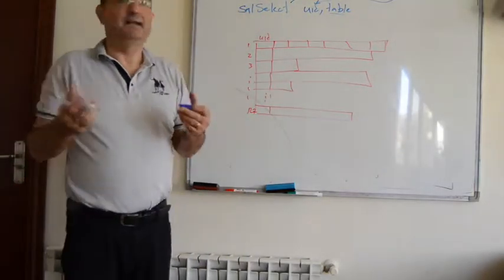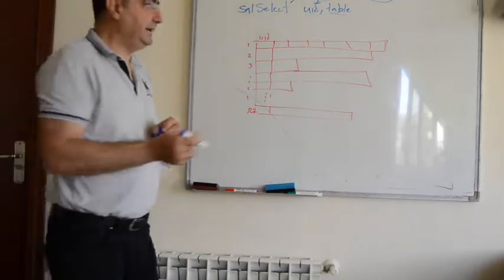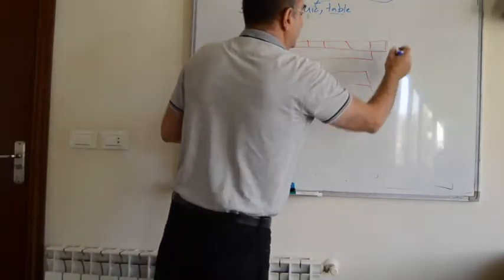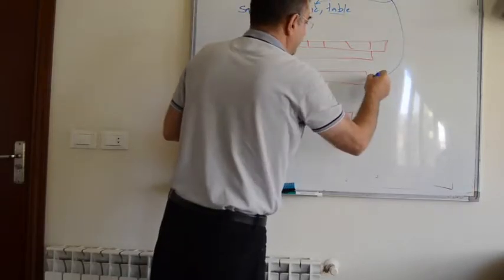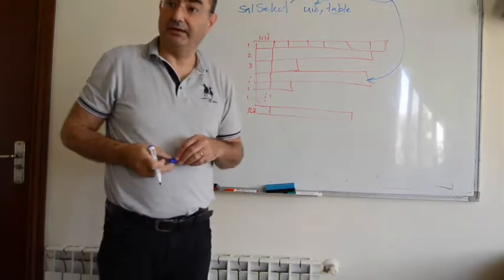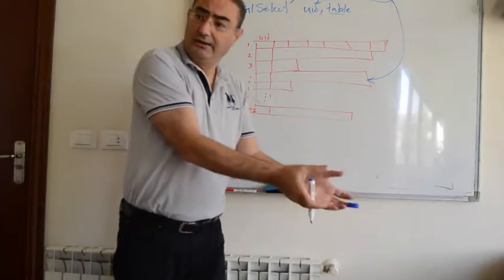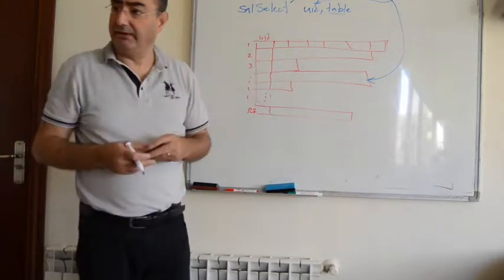Where is the output of this stored? It's stored in one of these rows. So let's say it's stored in the corresponding row in memory. Okay? So this is what the Sql Select does. It will go to the database, get a row, and fill it, put it in memory.